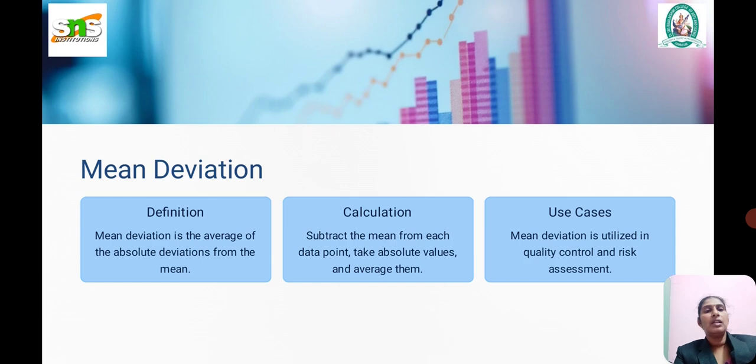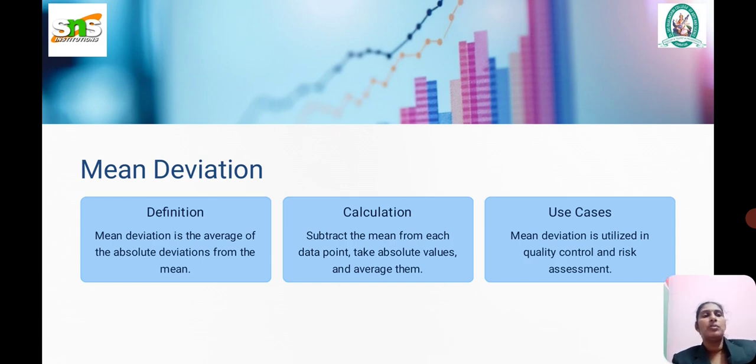This calculation subtracts the mean from all the data points, finds the absolute values and averages them. I have already explained the formula. Mean deviation is utilized in quality control and risk assessment.